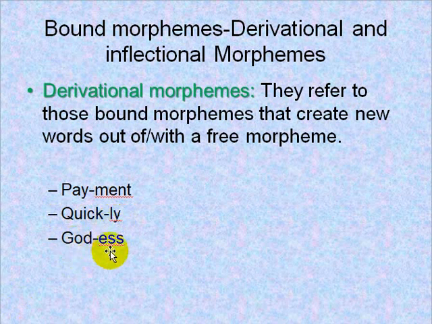God, goddess. Again, the ess, this is a bound morpheme, which is attached to the free morpheme God to have another noun. So this is a derivational morpheme. The derivational morphemes are those morphemes that are bound morphemes and that can be added to the free morphemes through the process of derivation.